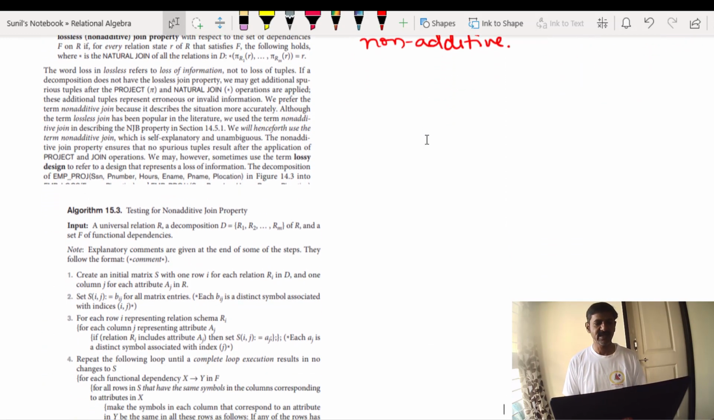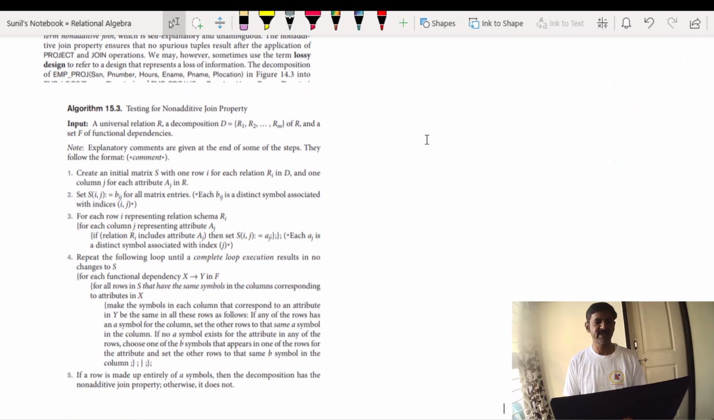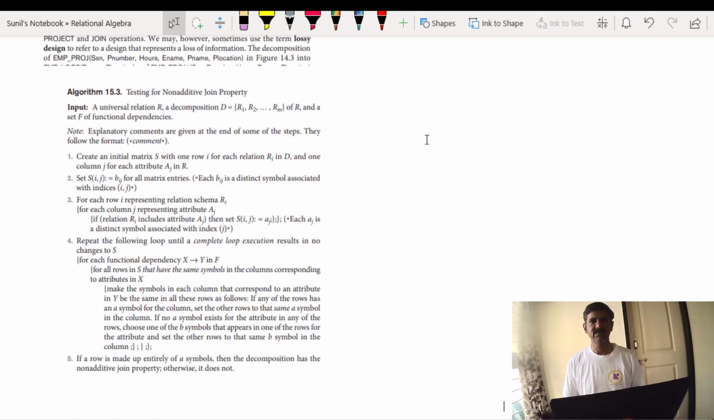Having looked at what is the lossless join property, is there an algorithm which will help me find out whether the given decomposition is lossy or lossless? That particular algorithm is described here: testing for the non-additive join property. Now this algorithm is slightly involved and requires an example to illustrate the concept. Before we take on the example, let us look at some of these steps that are given here.